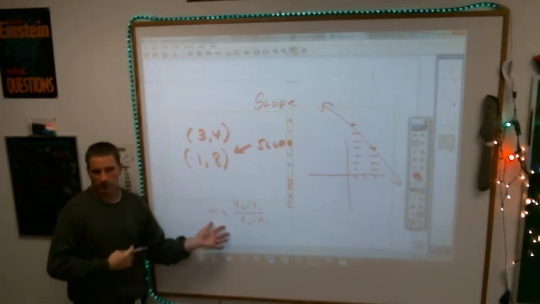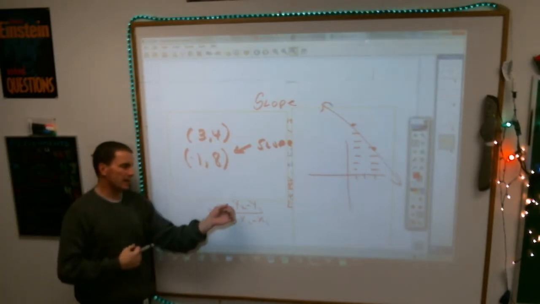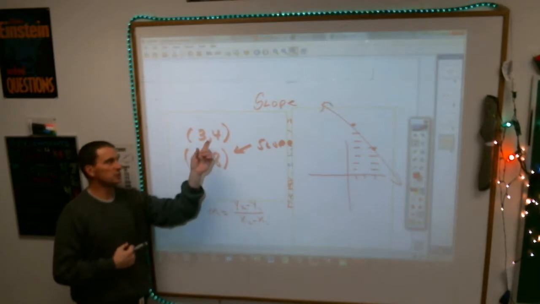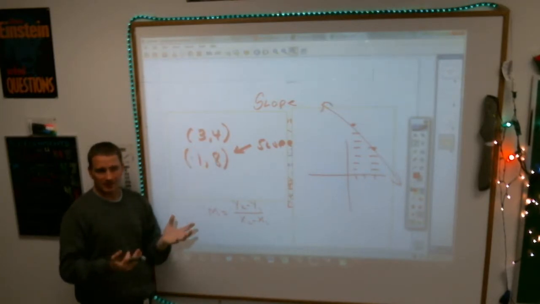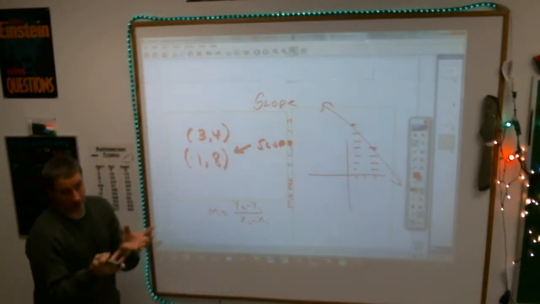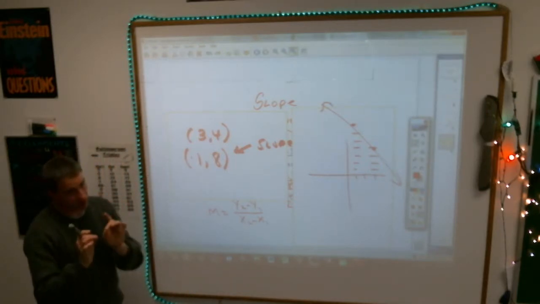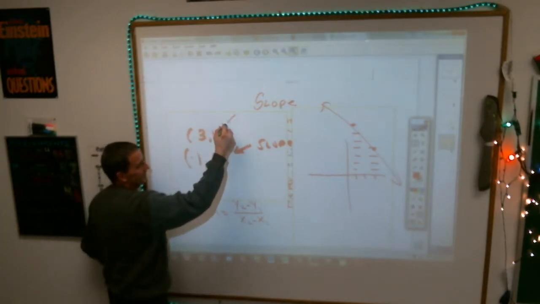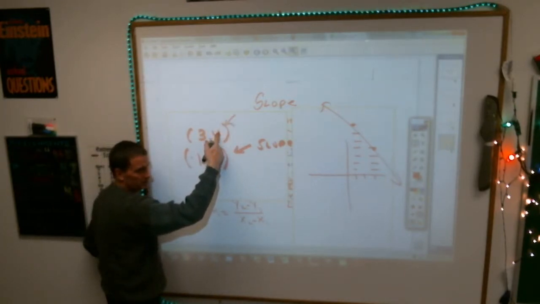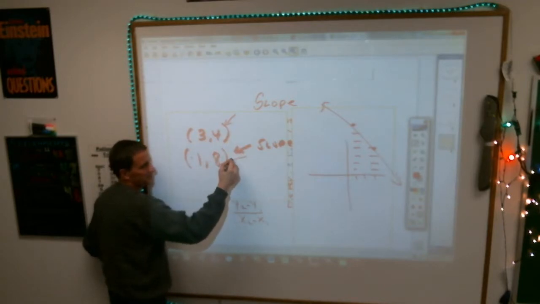Or you can use the slope formula. And the reason why there's sub 2's and sub 1's is because you have 2 x's and you have 2 y's. And you have to be able to keep them straight. It doesn't matter which one you label as which one as long as you are consistent with it. In other words, if I am making these my sub 1's, I have to make these my sub 2's.